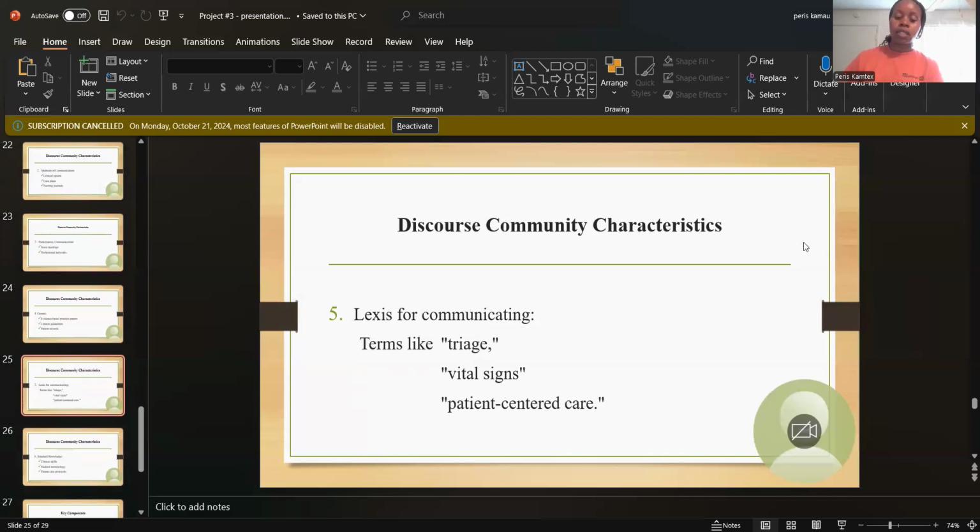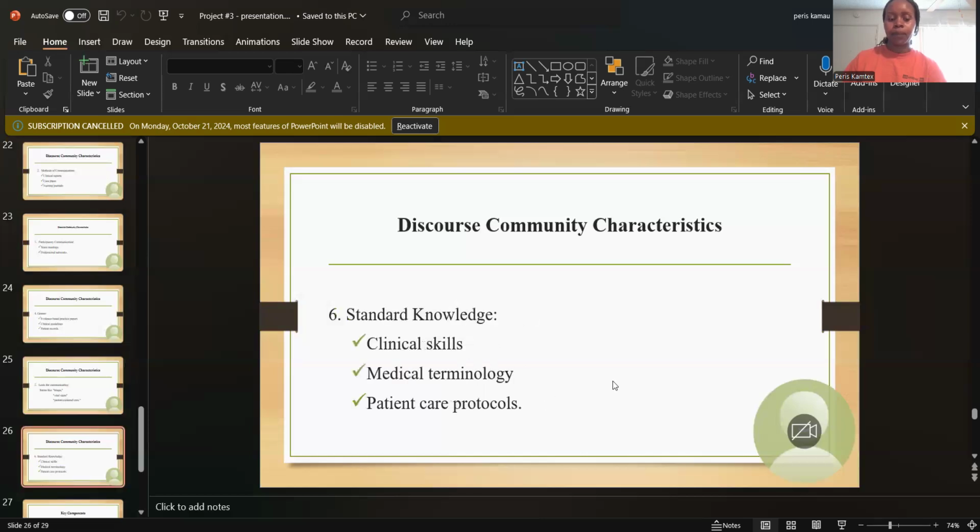Lexis for communicating in nursing uses terms like triage, vital signs, blood pressure, and temperature, and also patient-centered care. The standard knowledge in nursing as a discourse community involves clinical skills, medical terminology, e.g. neutropenia, and patient care protocols.